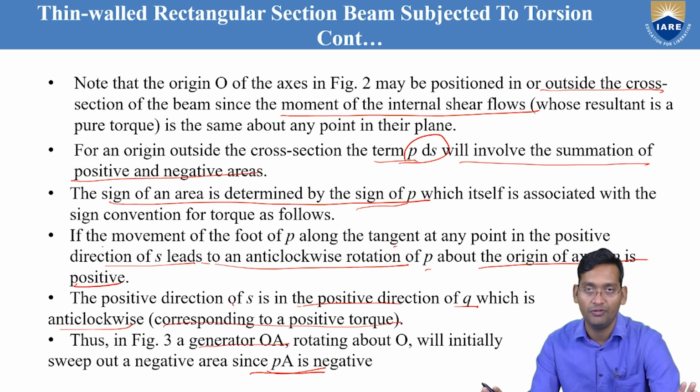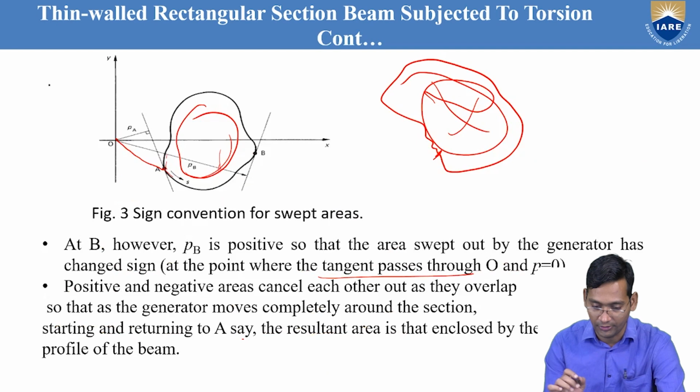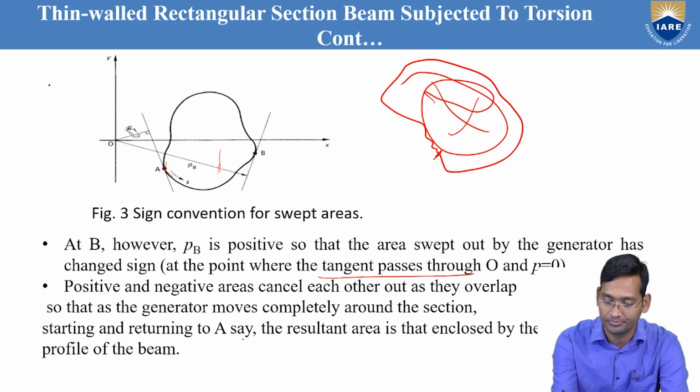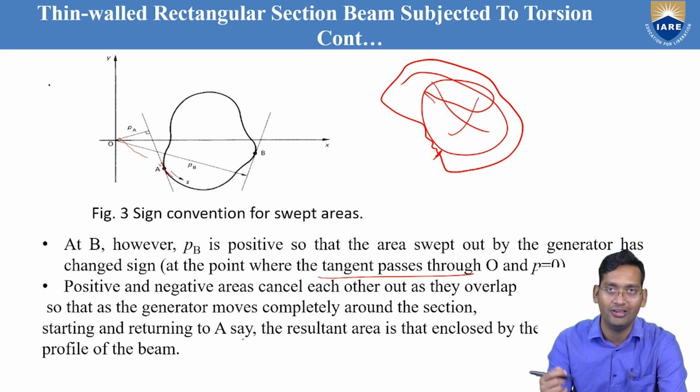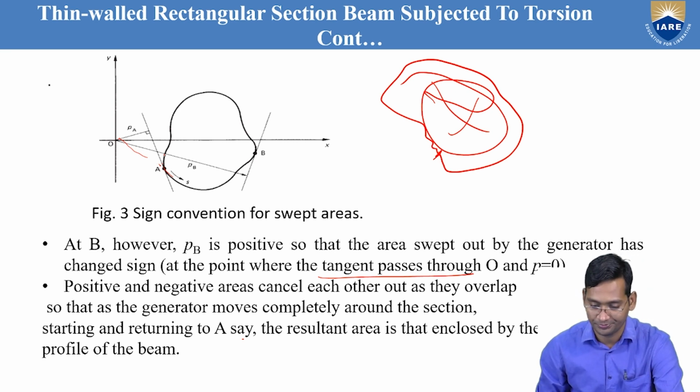Okay. Next, in figure 3, a generator OA rotating about O. So just see in figure 3. Okay, so this is OA, right? This is the generator, which can be of any size, and it's rotating and forming a closed curve.